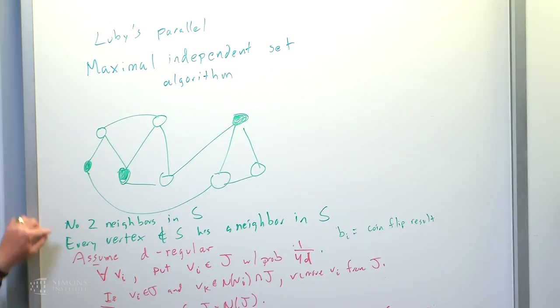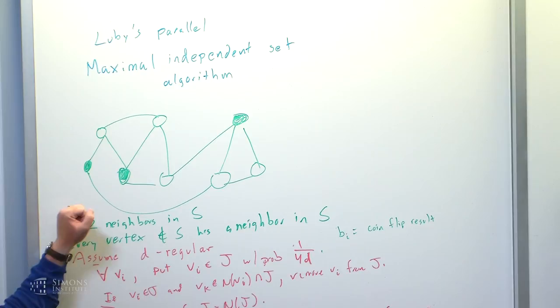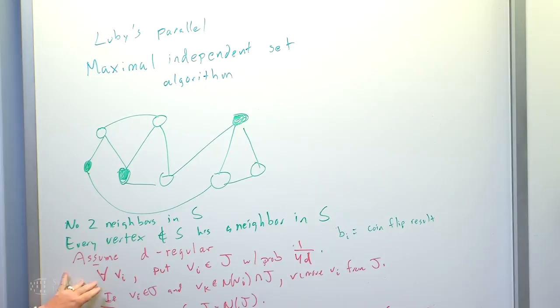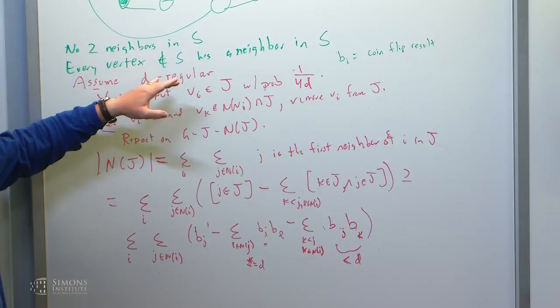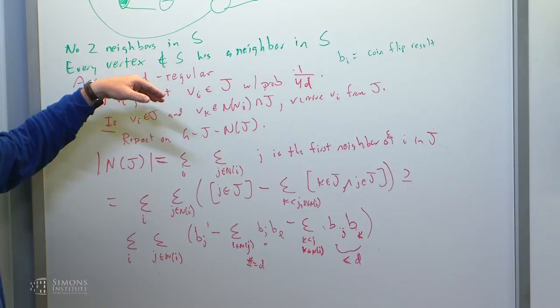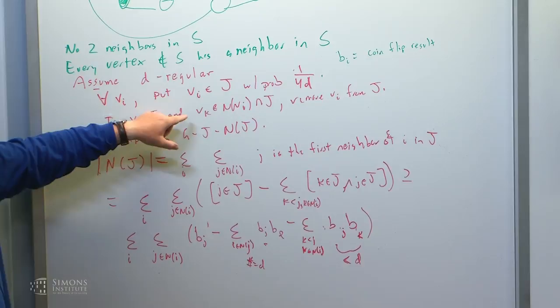I'm assuming, totally unrealistically, that the graph is d-regular, meaning every node has exactly d neighbors. Then the algorithm becomes: for every vertex, you put it in some set J, a tentative independent set, with probability 1/4d. Now, it's still possible that two neighbors are both in J, so it's not an independent set at all. So if v has a neighbor also in the tentative independent set, you delete both of them from the set.